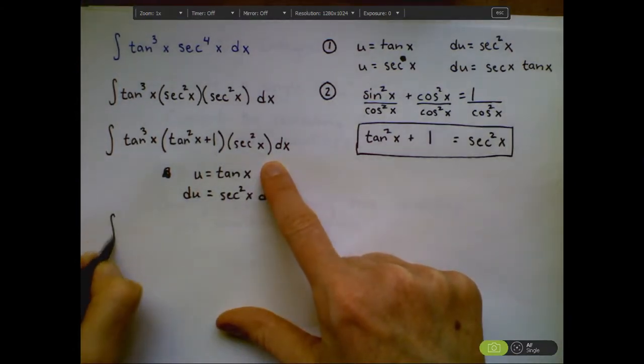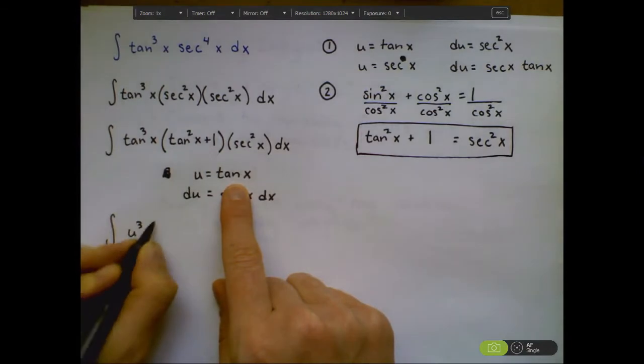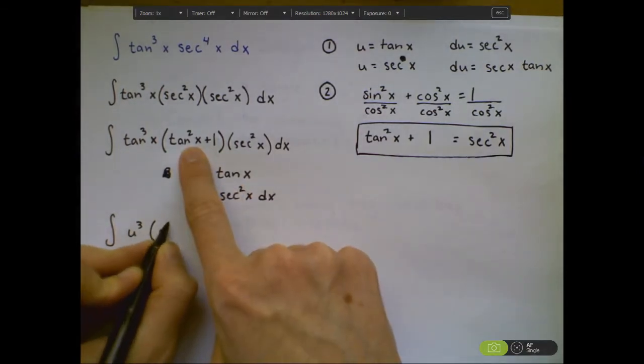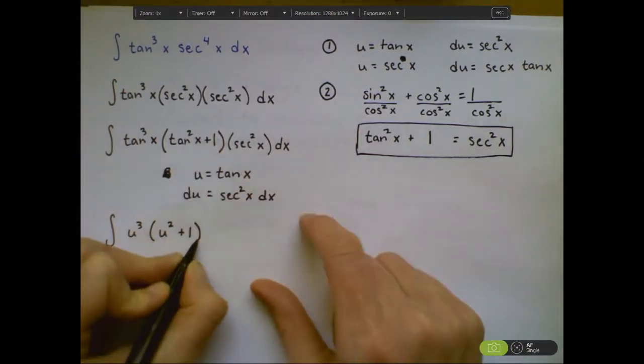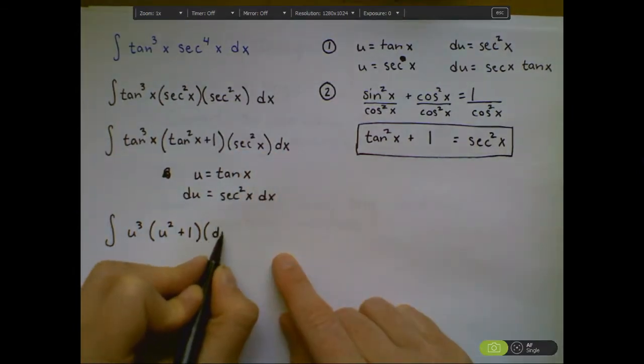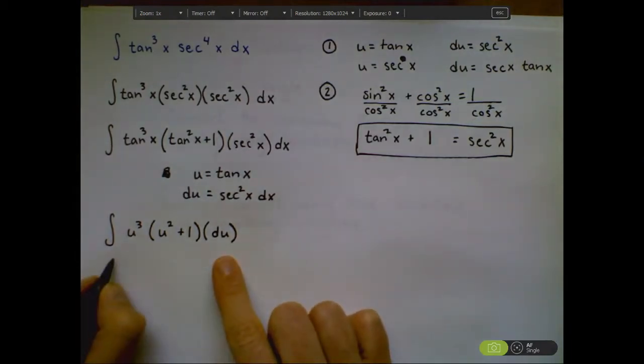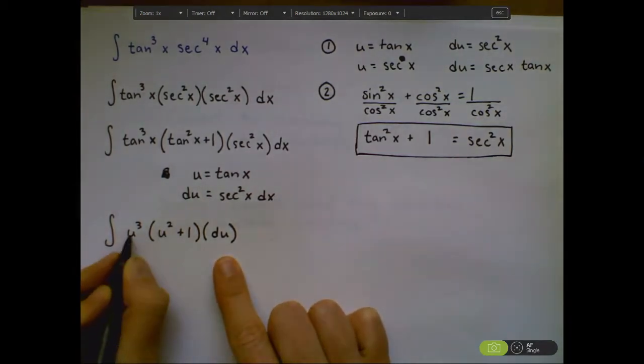So that means that this becomes, u is tangent of x, so this becomes u to the third times u squared plus 1 times secant squared x dx becomes my du. Maybe I shouldn't have parentheses there. And this, again, is something that we know how to integrate. So I'm going to multiply through.